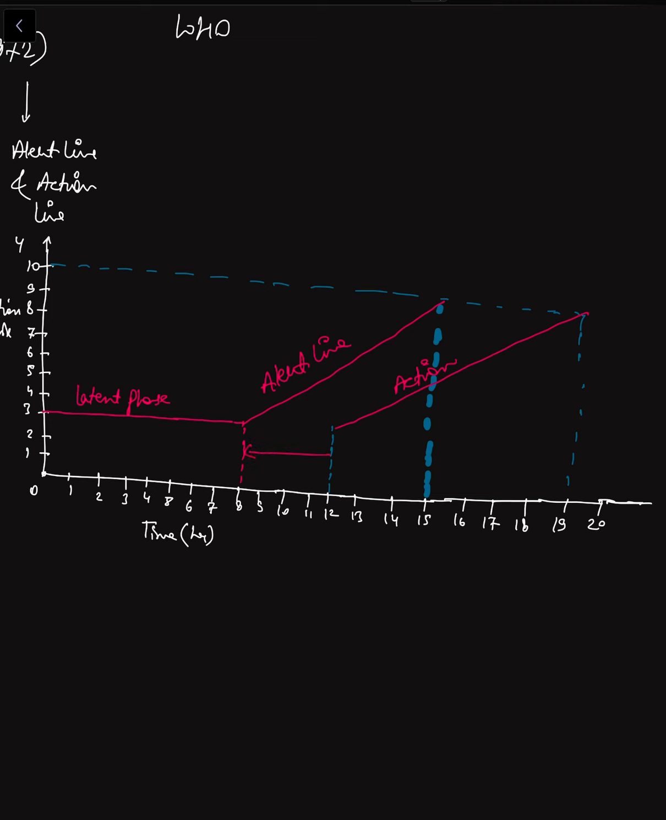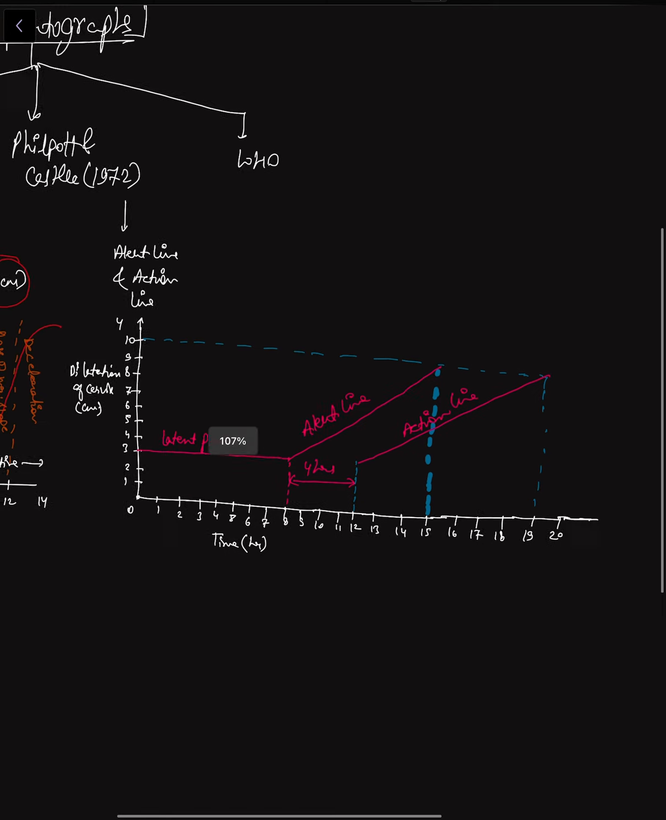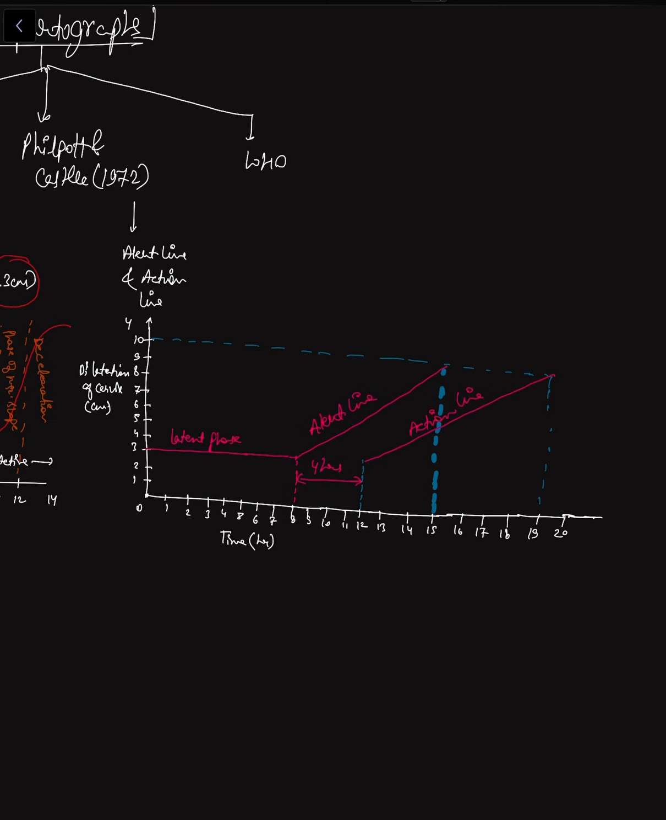Here a difference of 4 hours should be maintained between the action line and alert line. So this is our partograph according to Philpott and Castell.